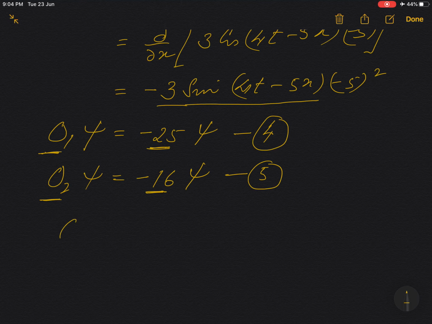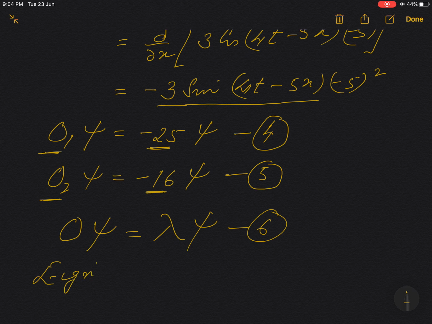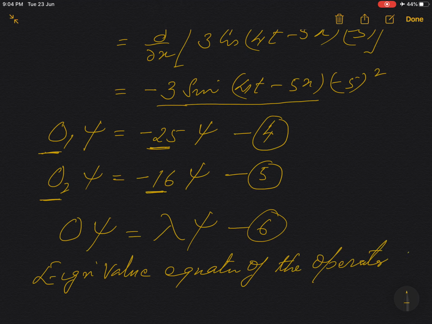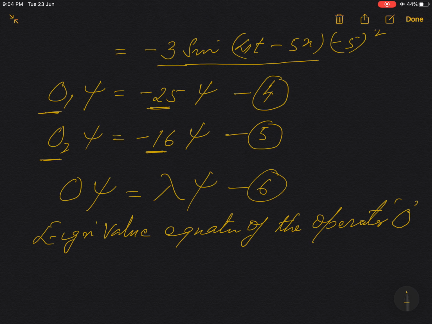Let's generalize this expression. Whenever you get some operator operating on psi, it's some constant into psi again, then this expression is called the eigenvalue equation of the operator O. Remember, it's not the eigenvalue equation of psi, it's the eigenvalue equation of operator O.